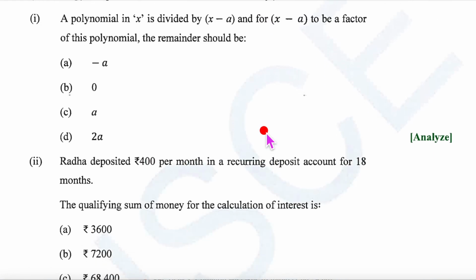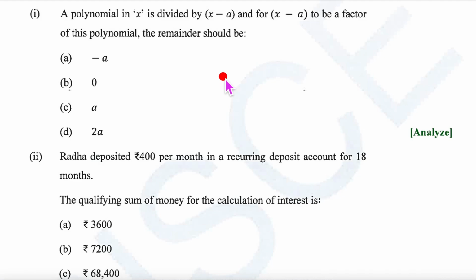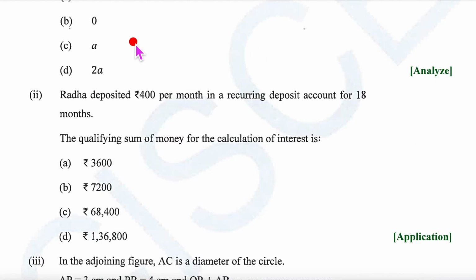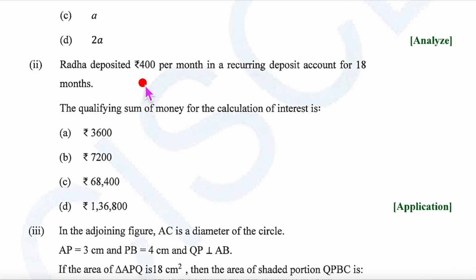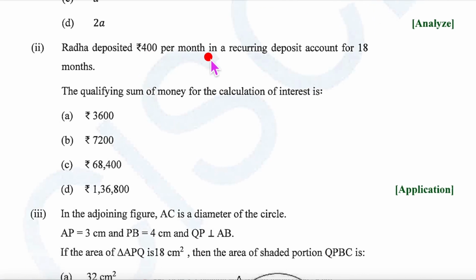Now look at this one. Polynomial x is divided by x minus a, which means x minus a equal to 0, x equal to a. Now if x minus a is a factor, then remainder should be 0. That is B option.